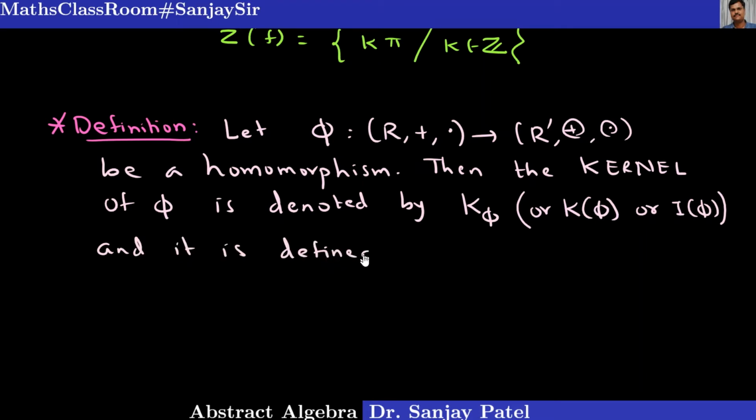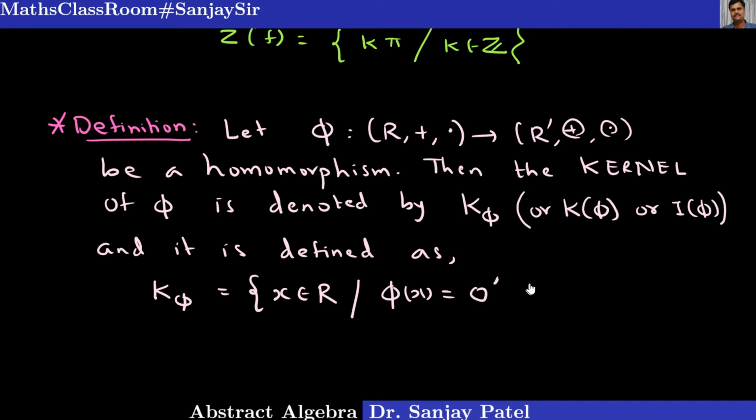K phi is equal to the set of all those x belonging to the domain at which the function phi is 0. That means the set of all x belonging to the ring R such that phi of x is equal to the zero element of the codomain, that is 0 dash. So this means the zero of R dash, just for reference. So this is called the kernel of a homomorphism.